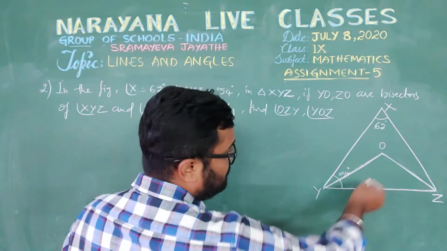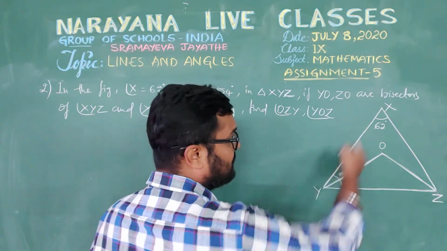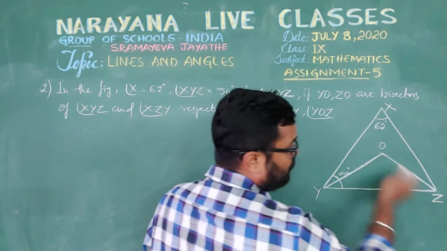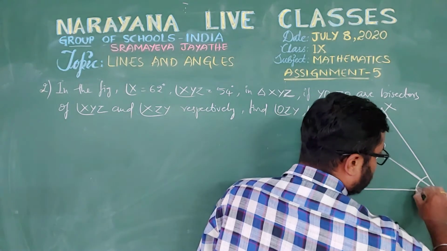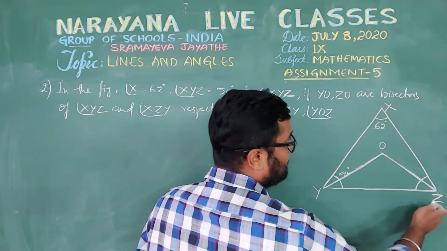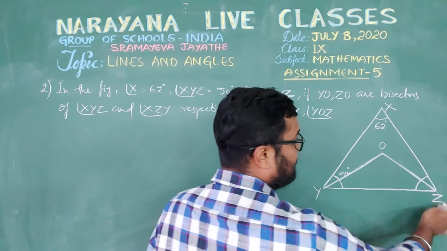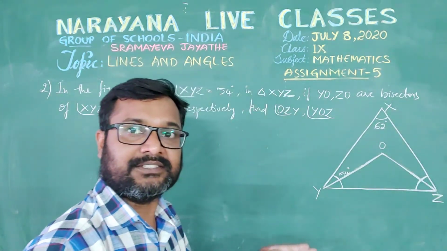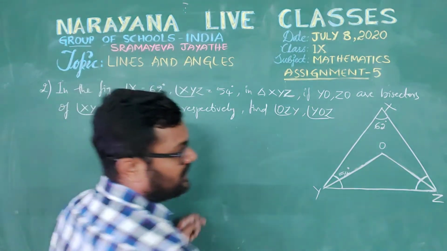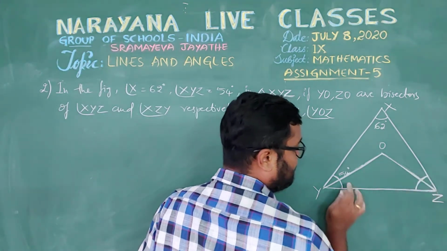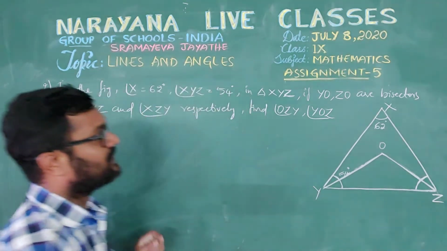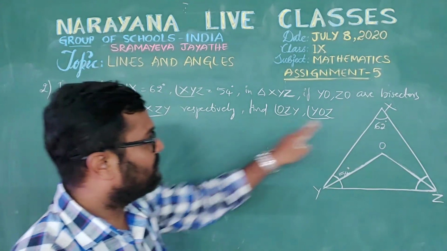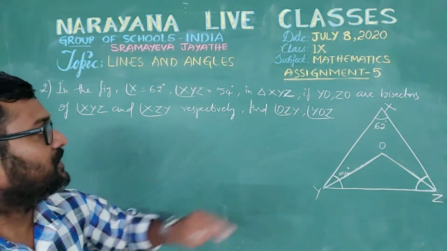So now this YO bisects this angle XYZ, and at the same time OZ also bisects this angle YZX. So this angle also is bisected into equal angles. That means this angle is equal to this angle and this angle is equal to this angle. That is nothing but the angle bisectors of XYZ and XZY respectively.